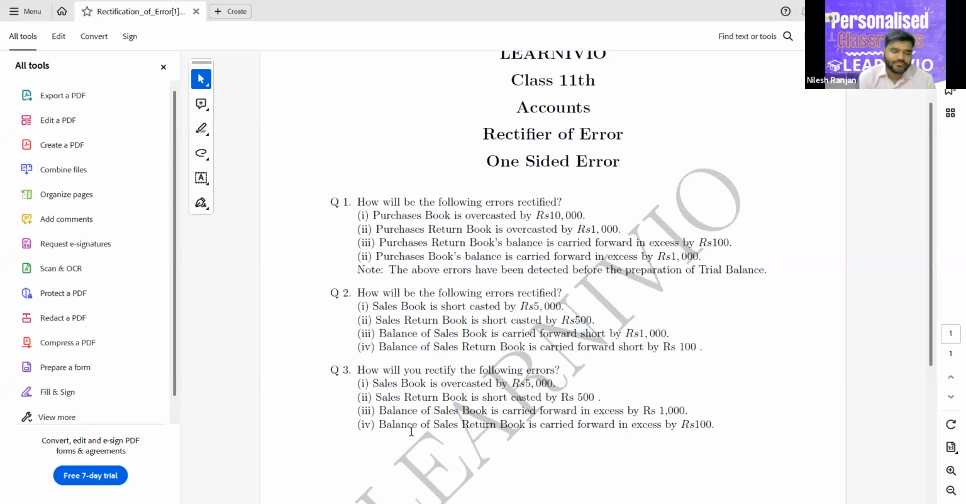By overcasting of purchase, I still wrote the overcasting, sir, on the debit side of sales debit. Overcasting. No, no, I changed it right now into carried forward in excess of purchase returns, debit side 1000. Yes, I wrote it like this. Purchase return or purchase book? Purchase book. Yes, sir. Okay.